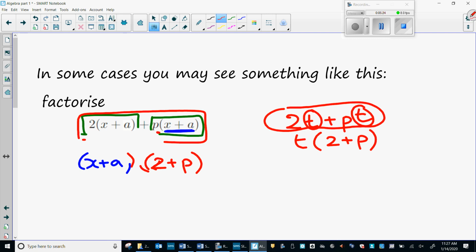Can you put a plus in between? No, because we are actually multiplying. See, we didn't put a plus in between here, did we? No. So the principle is the same thing. Because the t represents that whole bracket, we just keep it together. Yes?